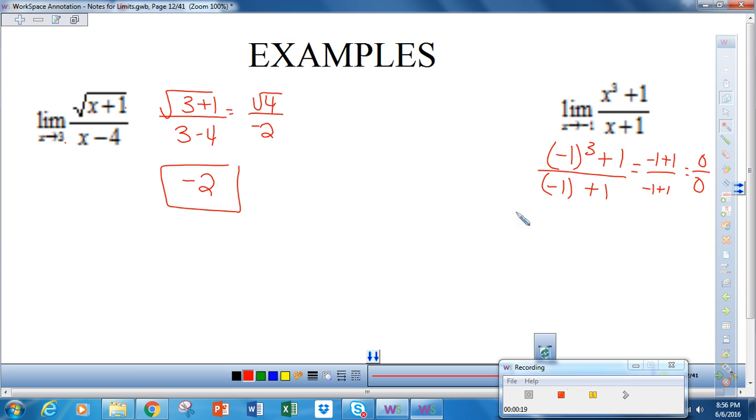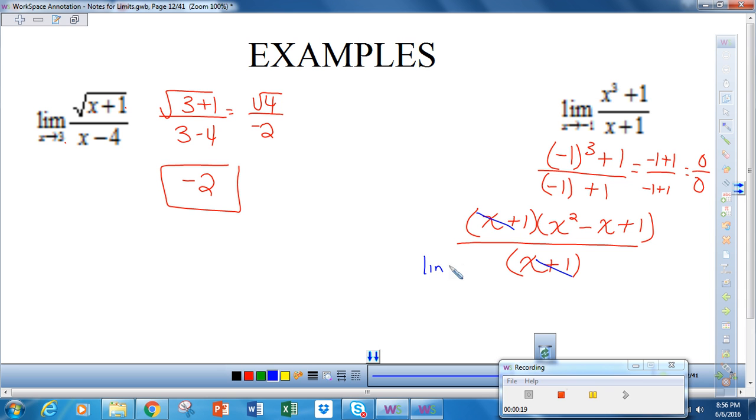So recall, I don't quite remember when you learned this, maybe Math 2, how to factor the difference of 2 cubes. We're going to use SOAP. So to factor the difference of 2 cubes is x plus 1, and then it is same, opposite, always positive, over x plus 1. Now, we see that the x plus 1s will cancel each other out. And so now we're left with the limit as x approaches negative 1 of x squared minus x plus 1.